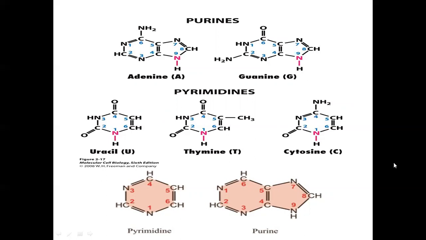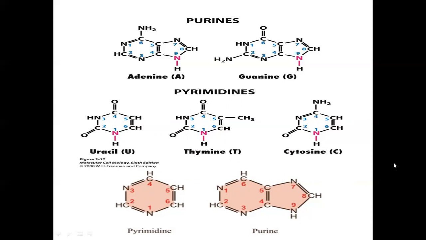In case of purines, the nitrogen which is present at the ninth position is linked to the first carbon of the sugar by means of an N-glycosidic bond. You have to remember this point. Whereas in case of pyrimidines, the first nitrogen is linked to the first carbon of the sugar by means of an N-glycosidic bond.